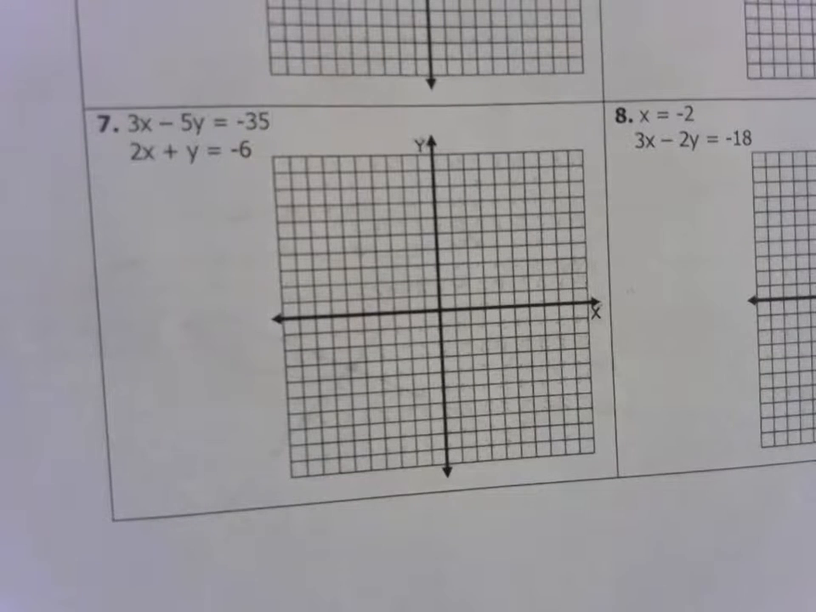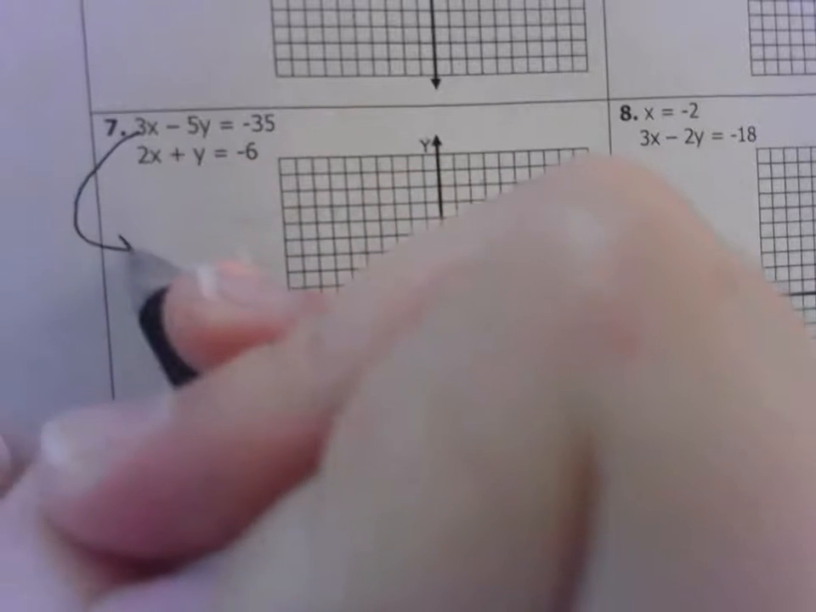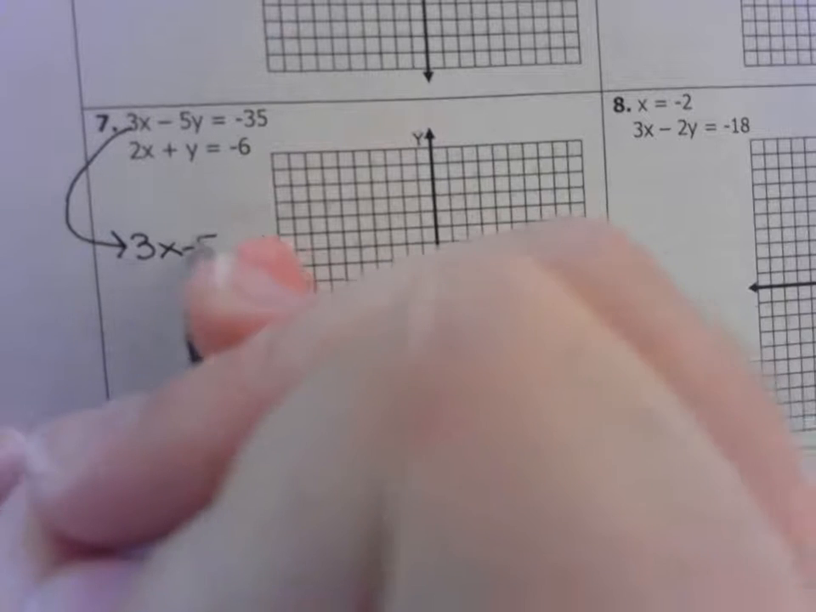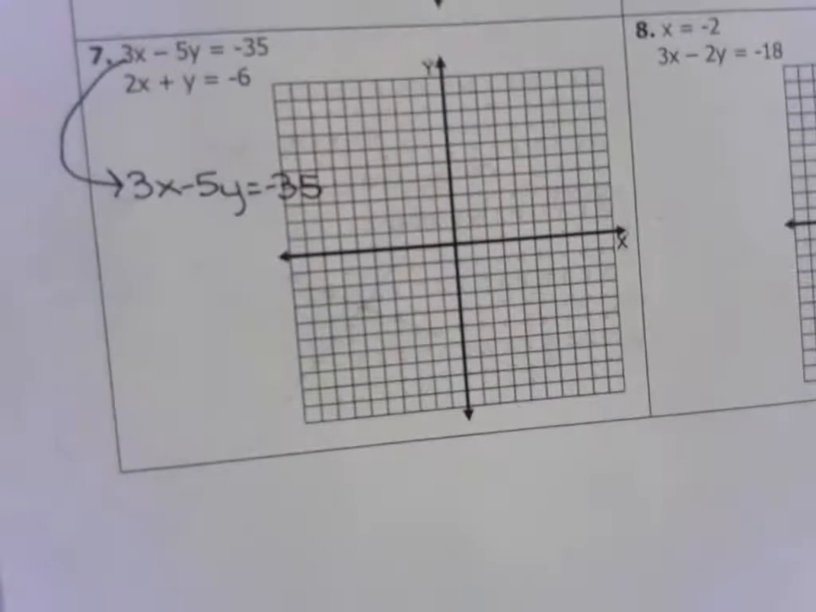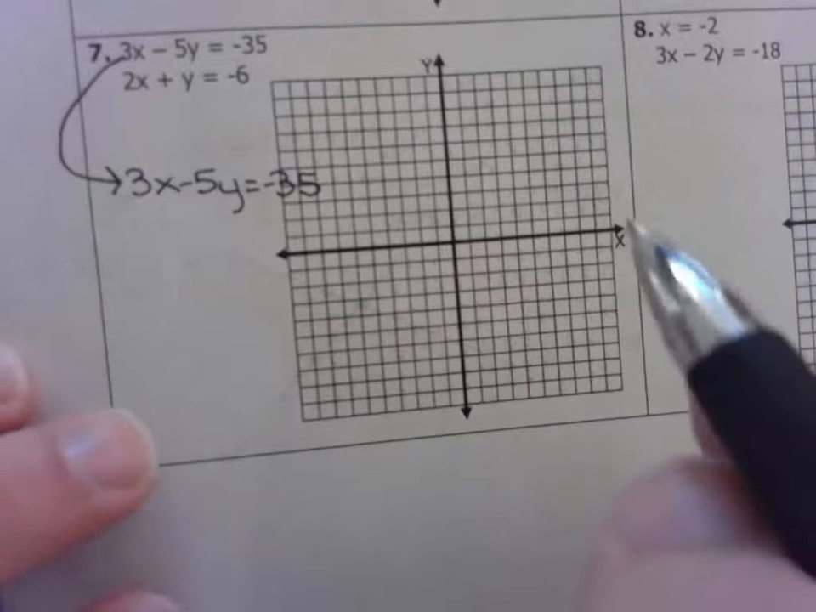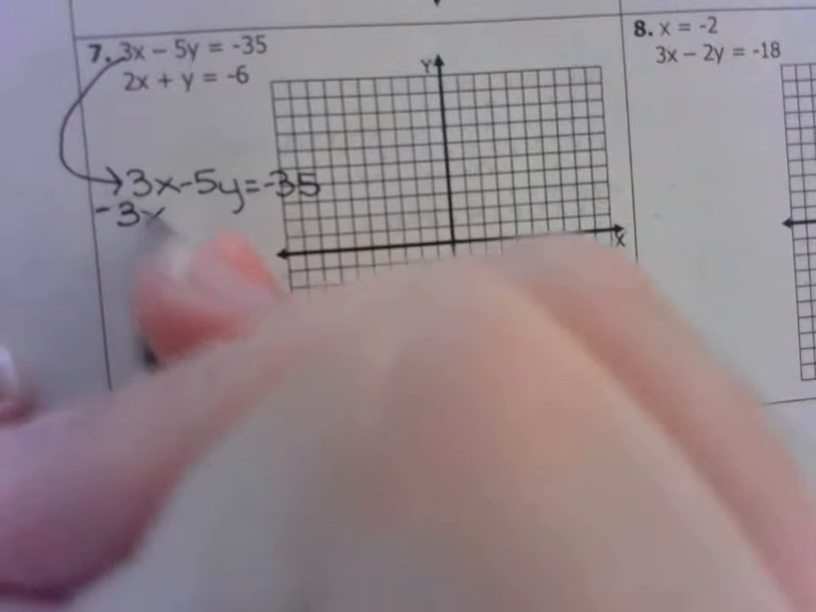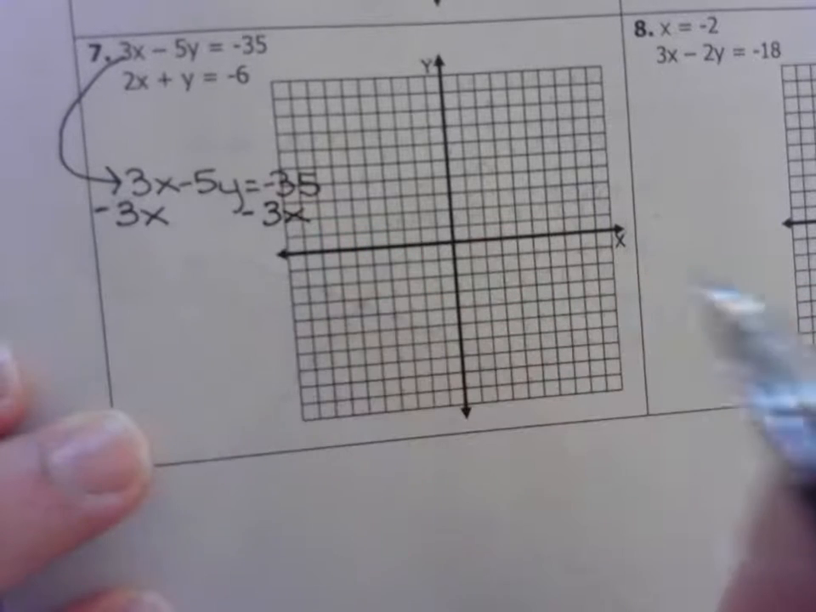They're in standard form, so we want to get them in slope-intercept form first. So we're going to do the first one down here. I have 3x minus 5y equals -35. We are going to solve this equation for y. So what do I do first to solve this equation for y? Subtract 3x. I need to get rid of the 3x part. It's furthest away, so I'm going to subtract 3x.